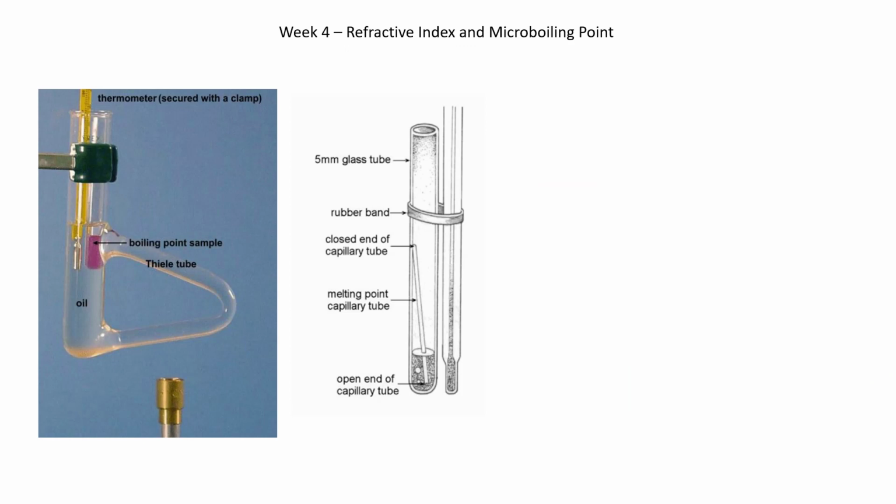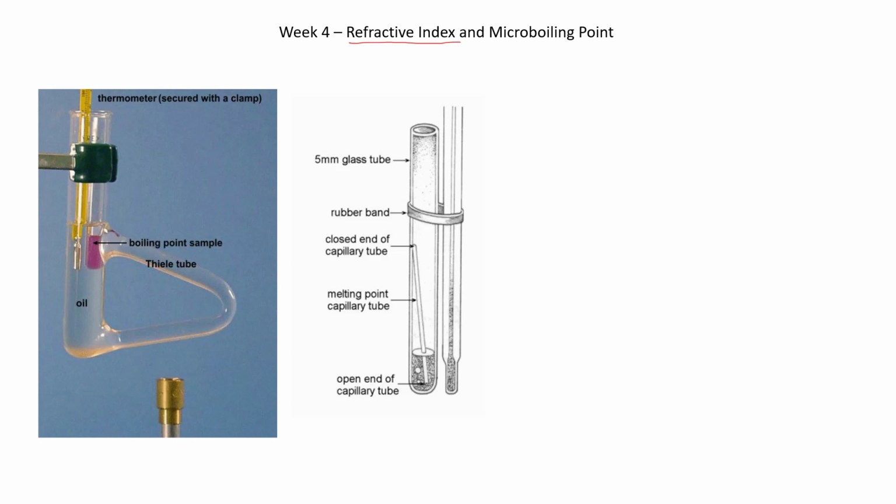In week 4, we would have measured the refractive index, which we would have just used in our chart to help narrow down the potential list of unknowns. We also would have done a micro boiling point, and the idea was to get technique in measuring the micro boiling point. Micro boiling points are great if you have a small amount of liquid and you need to know about the melting point or the boiling point of the liquid. You don't have enough to do a distillation.